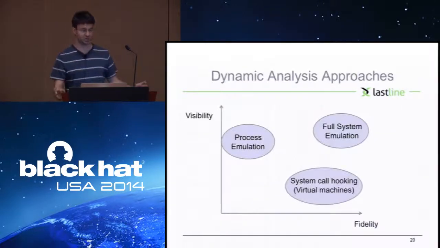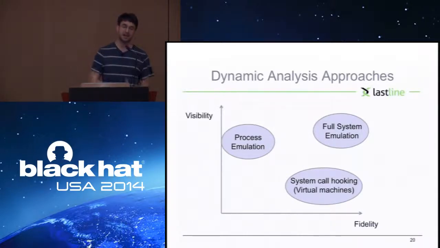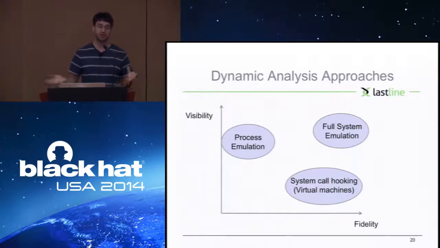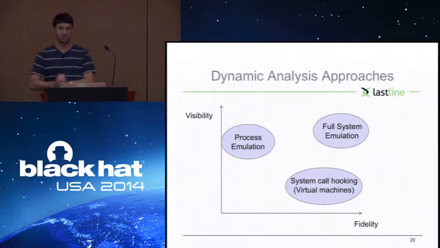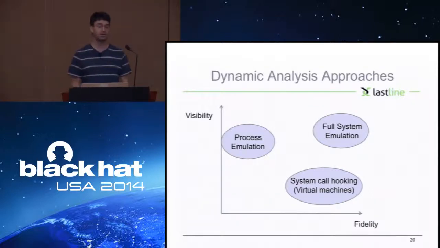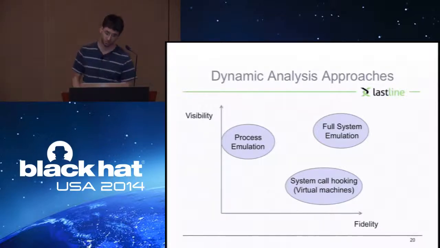So just to recap, we're sort of having these two axes, visibility into the process and fidelity, how realistic is the environment for the process or the program that you're running. You have high visibility but low fidelity with process emulation. You have high fidelity because it's a real operating system, but low visibility with a classic virtual machine-based approach and system call hooking, and we think that full system emulation combines both advantages.